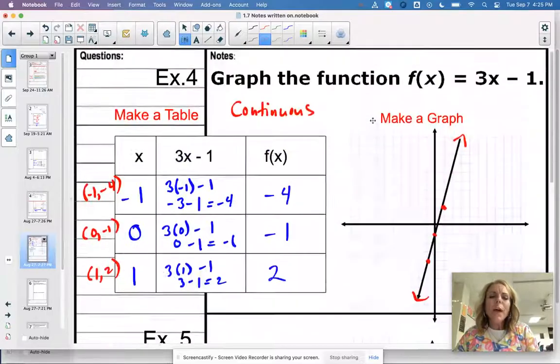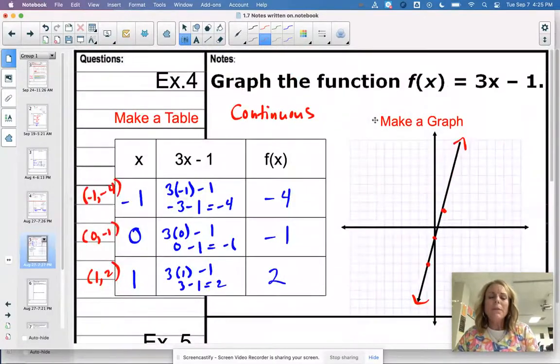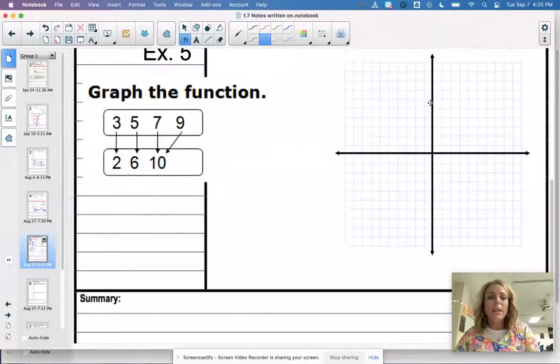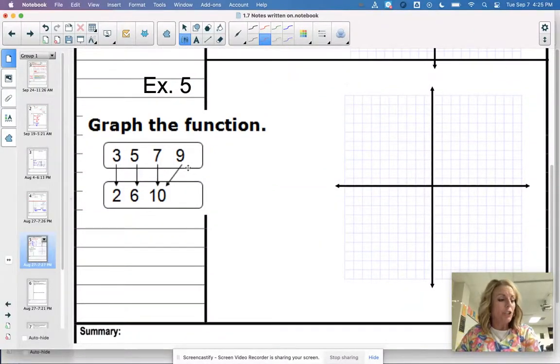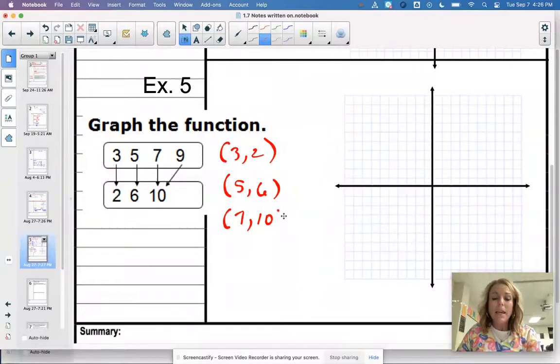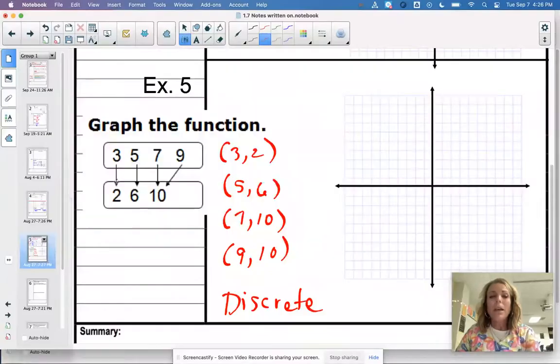On example 5, it's different. I'm not given a function as an equation. I'm given a relation, meaning we're mapping 3 to 2, generating an ordered pair. We're mapping 5 to 6. We're mapping 7 to 10, and we're mapping 9 to 10. This is going to be discrete. We did not have an equation. Instead, we have different points plotted on a graph.